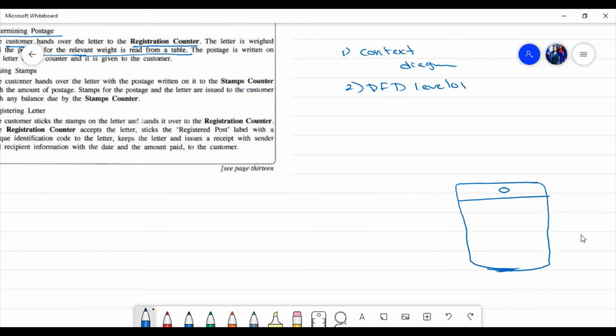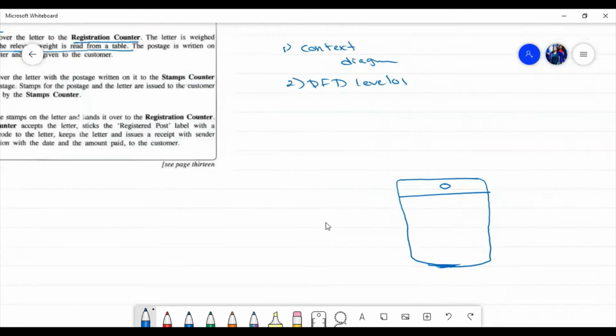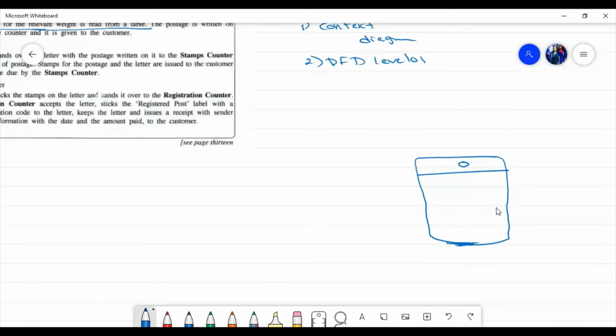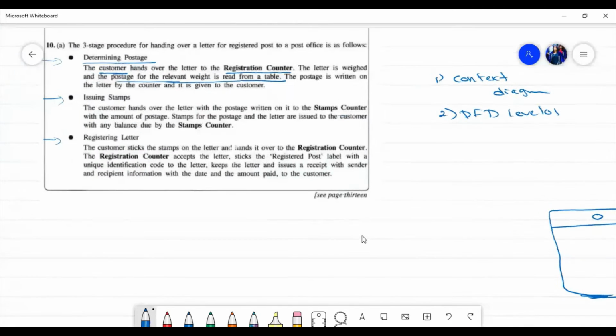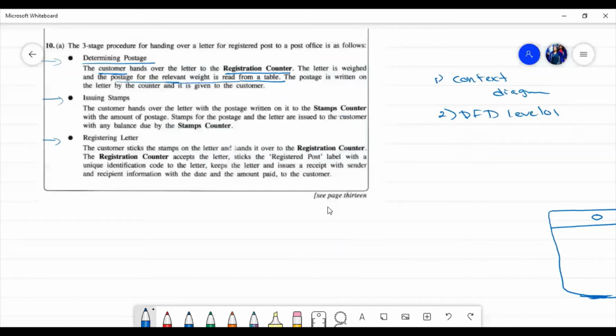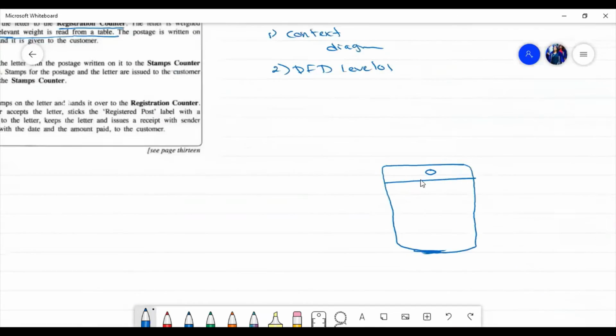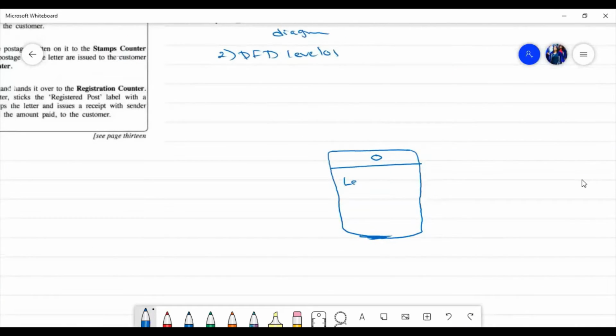Then you need to write the system name in the middle of the process. If they have given the system name, you have to stick with that particular name. But here we can't find any system name. This is about handing over a letter for registered post, so I can say letter registration system. So you put 0, and then write the system name.